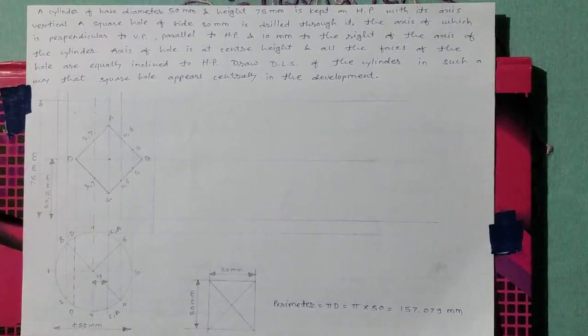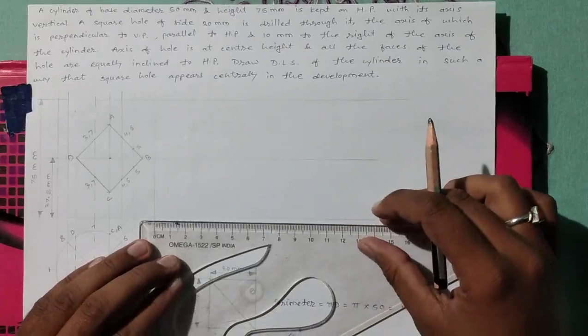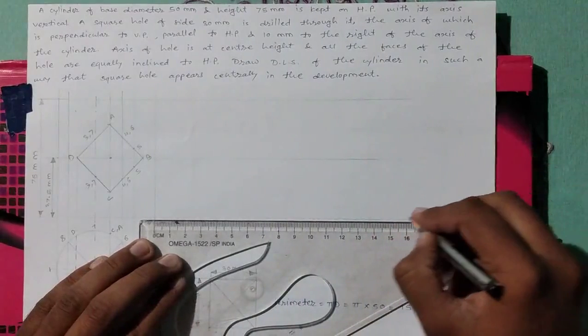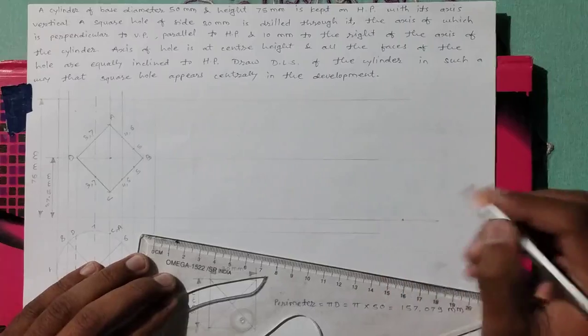While drawing development, we have to take the perimeter of this circle, that is in top view. The formula for the perimeter of a circle is pi into d, pi multiplied by diameter 50. This will be 157.079 mm. We are going to take this distance, 157, with the help of the set square. This point will be here.